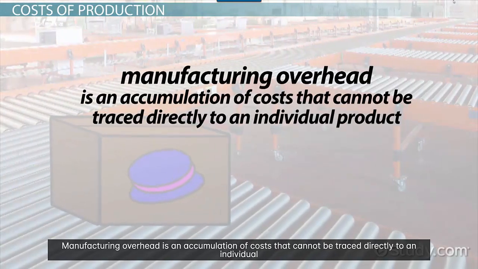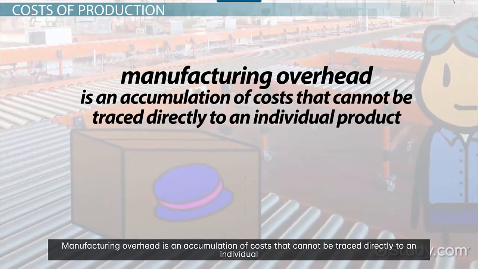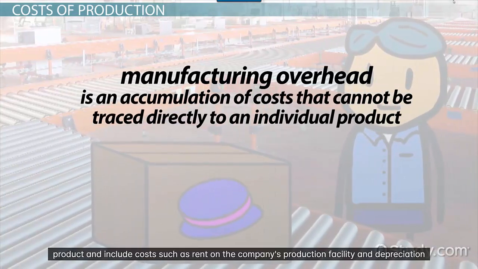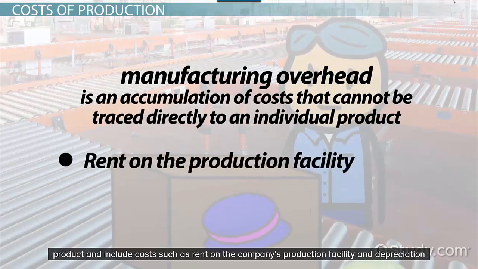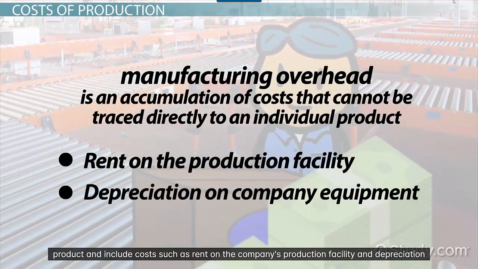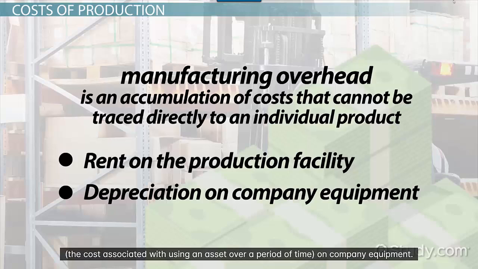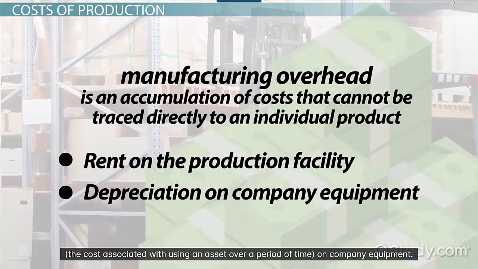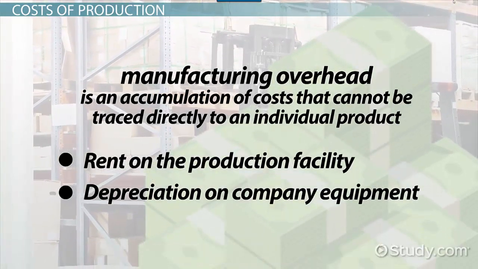Manufacturing overhead is an accumulation of costs that cannot be traced directly to an individual product and include costs such as rent on the company's production facility and depreciation, or the costs associated with using an asset over a period of time, on company equipment.